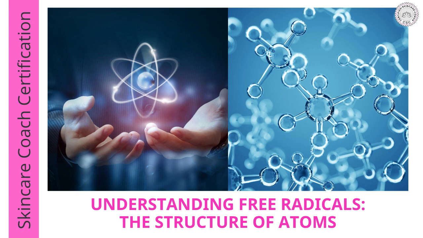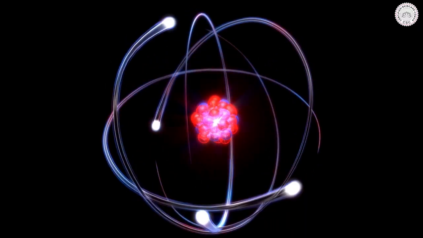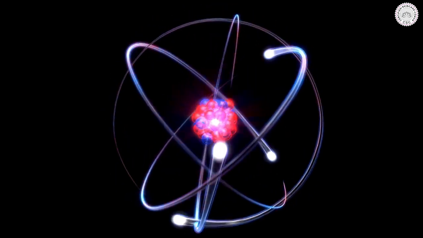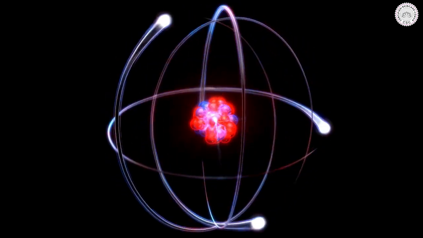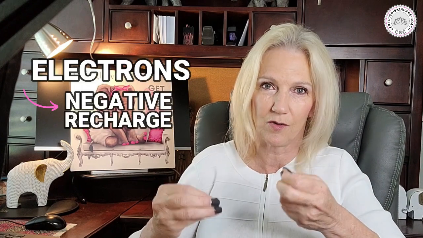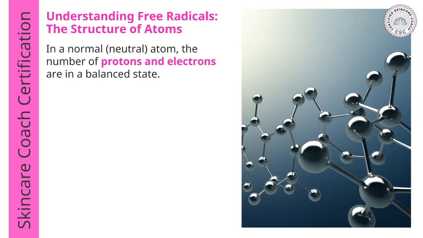First, we talk about the structure of atoms. An atom at its center has protons and neutrons. The electrons orbit around the center, which is called the nucleus. The stability of an atom depends on the balance of the charge, the positively charged protons and negatively charged electrons. In a normal neutral atom, the number of protons and electrons are in a balanced state.